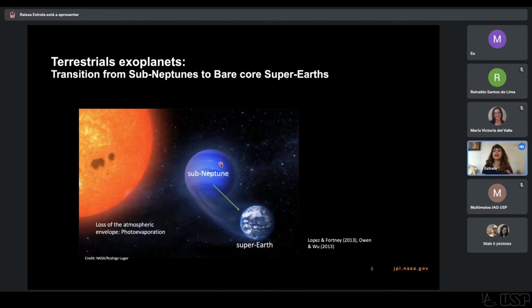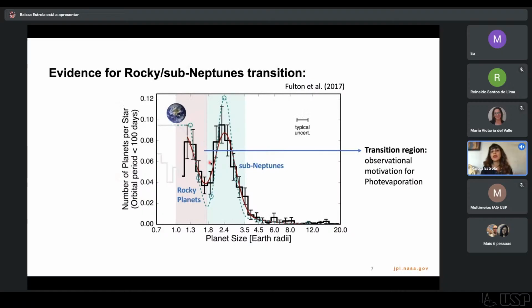So sub-Neptunes that during the first million years of their lifetime lost their primordial hydrogen helium envelope due to the activity of the host star. So the host star is emitting extreme ultraviolet radiation that would induce this atmospheric stripping in a very short time scale. And that would be the reason why we would see this gap here. So we see the transition between sub-Neptunes and rock planets, and some of these rock planets would be stripped cores of sub-Neptunes. But it's also possible that these rock planets have a formation that's more similar to what we see in our solar system as well.